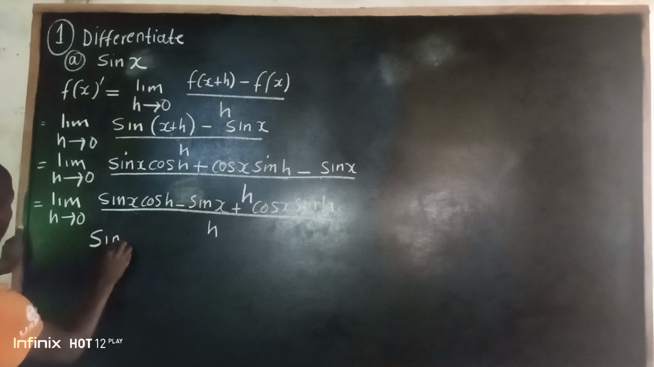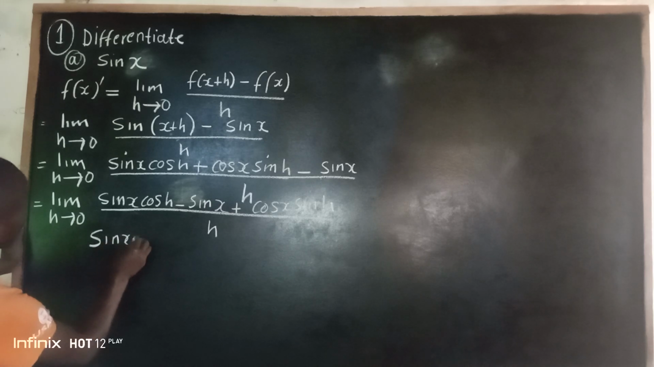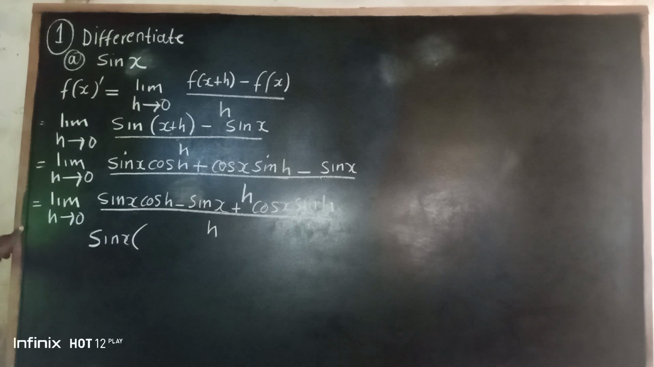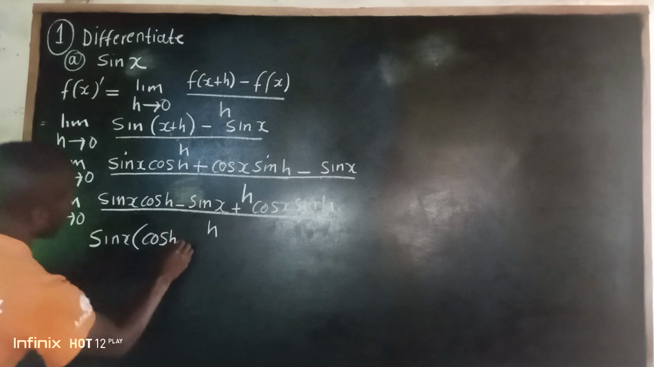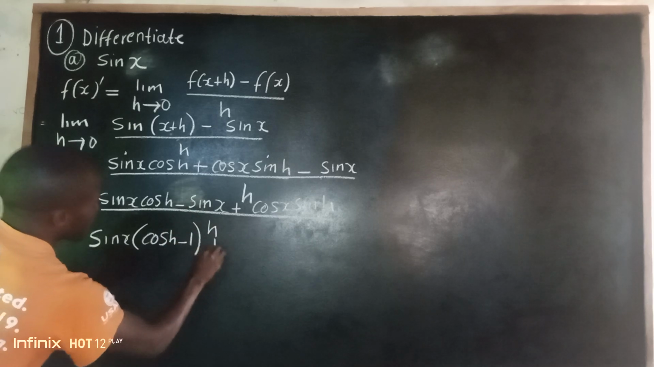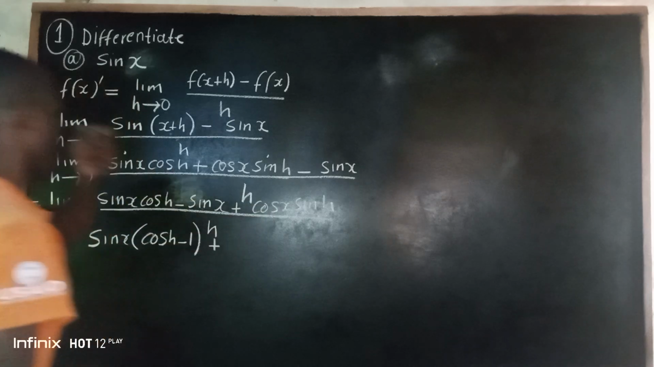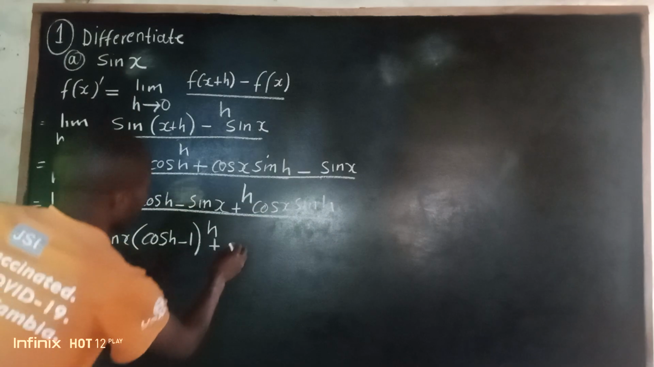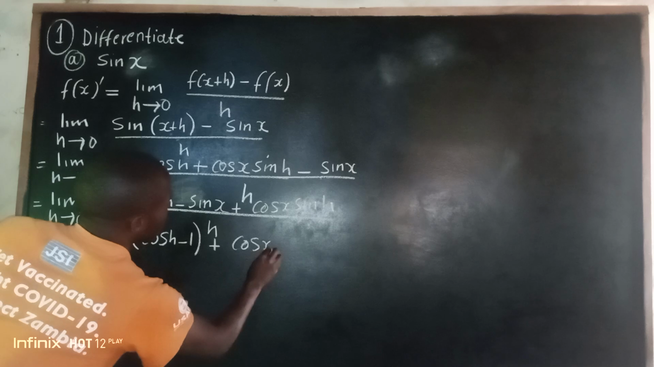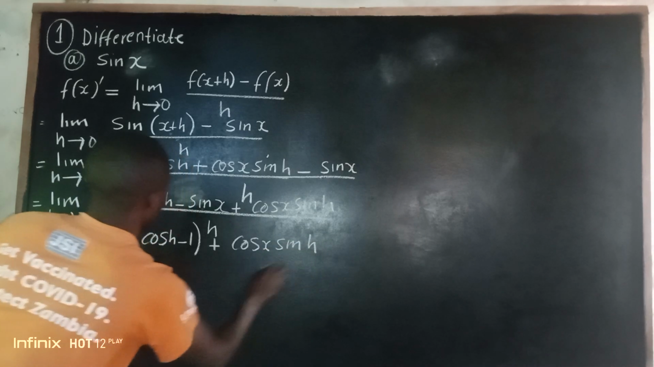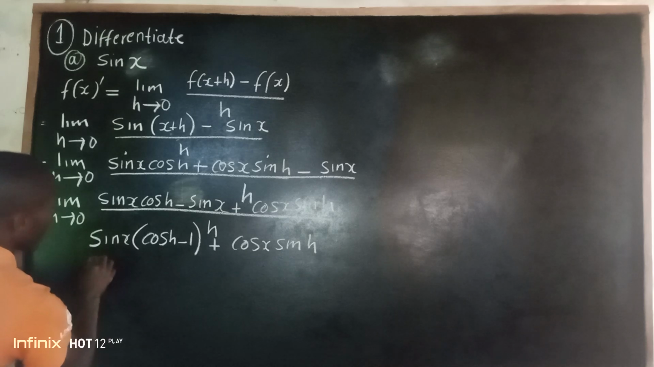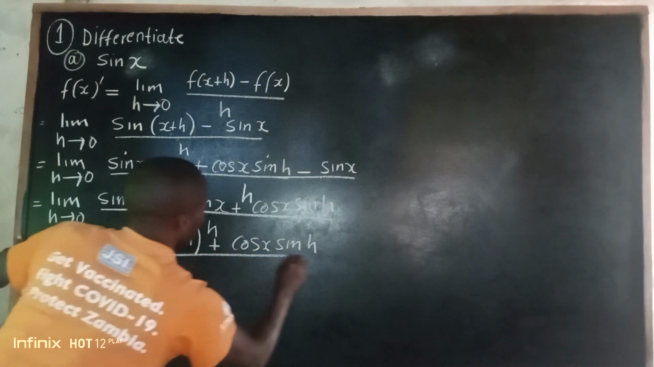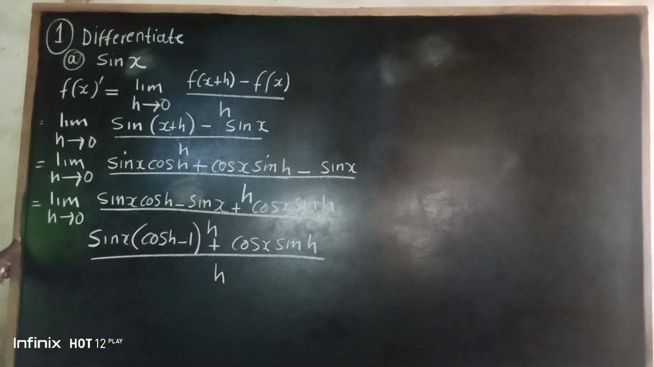Sine x will be outside. There we remain with cos h minus 1, then plus, remember we still maintain what we have, cos x sine h, all over h.